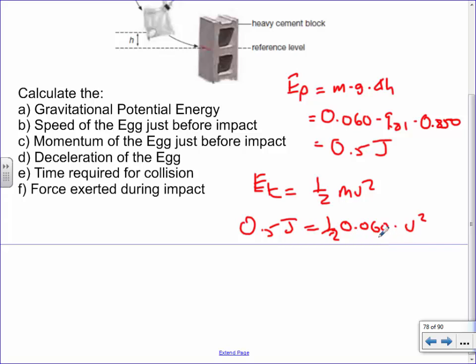You'll have to divide by the 0.060, and you also have to get rid of the 1/2. I like to times by 2 to get rid of 1/2 myself. I find that's the easiest way of doing it. So if I times this by 2, that gets rid of the 1/2. If I divide by 0.060, it gets rid of the 0.060. And then square root.